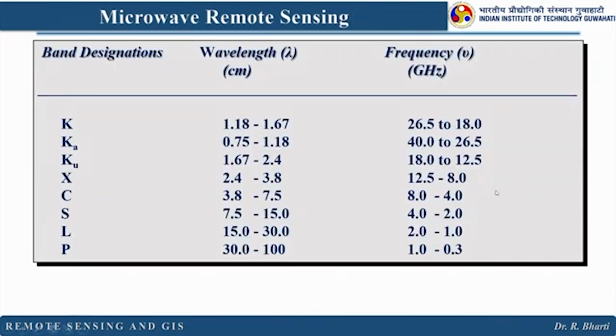right. And like in optical remote sensing, we had the visible band, and everywhere we divided the wavelengths into bandwidths as per the sensor configuration. But here in microwave remote sensing, we have assigned some designated number or alphabet for a designated wavelength range or frequency. So, for K band, this is the wavelength, this is the frequency. So, this you can just go through, right.